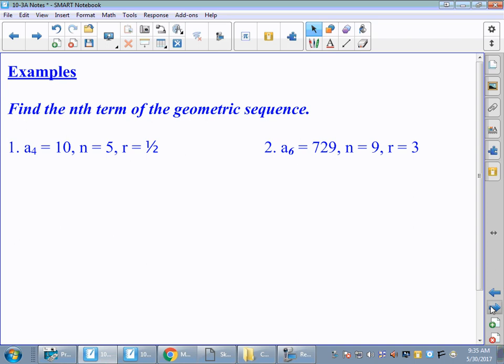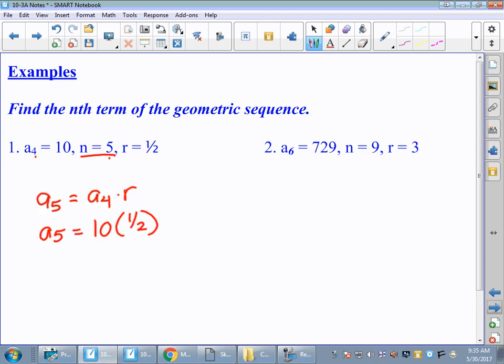Find the nth term of the geometric sequence. Okay, they're giving us a sub 4, and they want us to find a sub 5. So this is where we could just take a sub 4 and times it by r. So this is that first formula. Really, you can only use it if you have this relationship where they give you 4 and they want 5. Okay, and so a sub 5 then, the fifth term would be 10 times the r value, which is a half. So a sub 5 then would be 5.